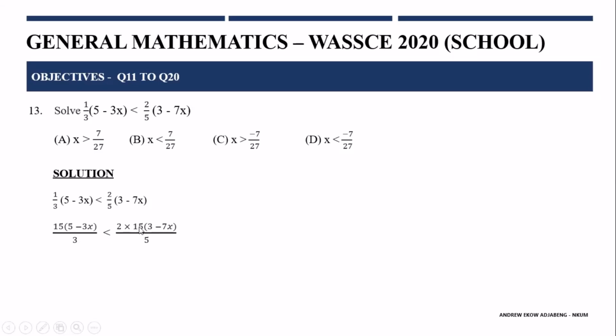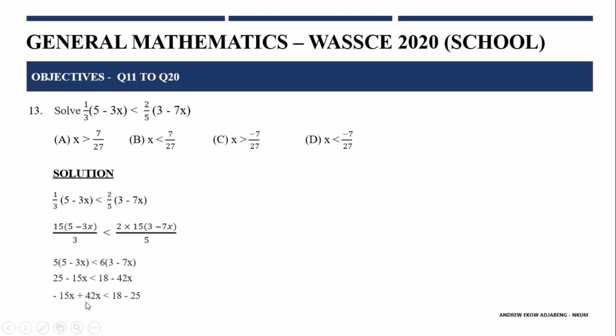Then this 3 divides 15, 5 divides 15. That results in 5 multiplying 5 minus 3x, less than 3 times 2 is 6, multiplying all in bracket 3 minus 7x. We simplify down. 5 times 5 is 25. 5 times negative 3x is negative 15x, less than 18 minus 42x.